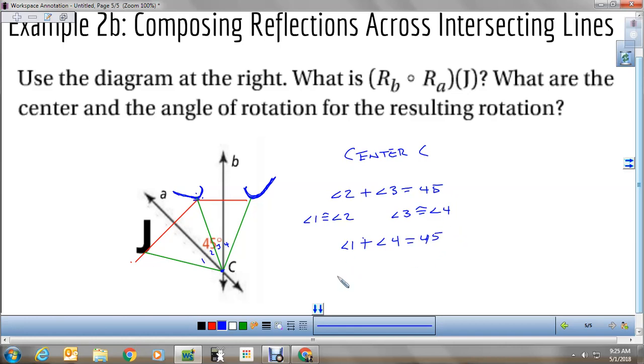So the total here means that if we add up all our angles, angle 1 plus angle 2 plus angle 3 plus angle 4 is equal to 45 plus 45, which gives us a 90-degree rotation. So it's a 90-degree clockwise rotation. In all these problems, just make sure you draw your lines, the perpendicular lines across the line of reflection, to help draw these figures.